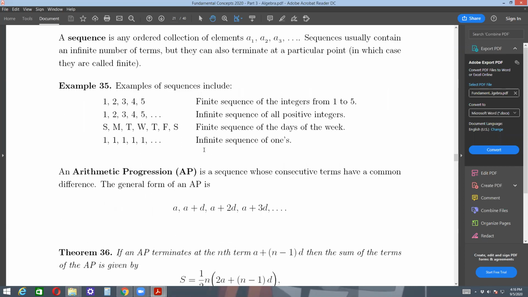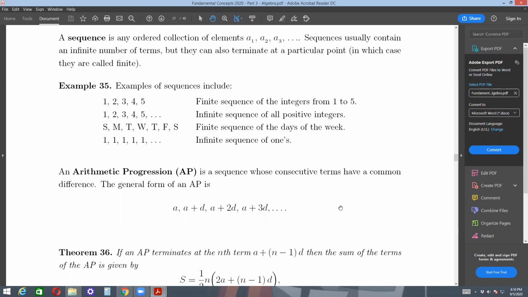There's some basic examples of sequences. So you could have a finite sequence from 1 to 5, or an infinite sequence of positive integers that go on forever. You could have a sequence consisting of the days of the week, or an infinite sequence of constant numbers. That is also a sequence.